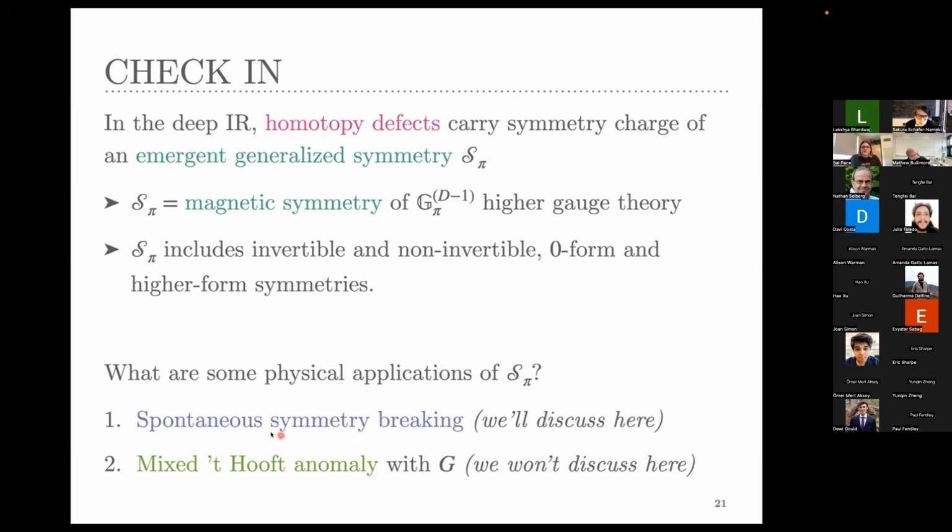So, but before we get into the symmetry breaking part of the story, let me just pause, see if there's any questions about what we've talked about so far.